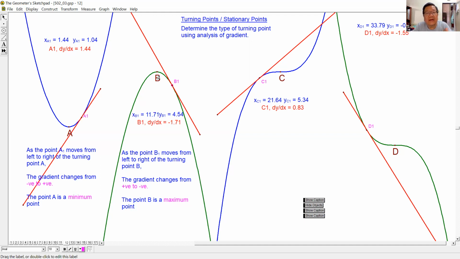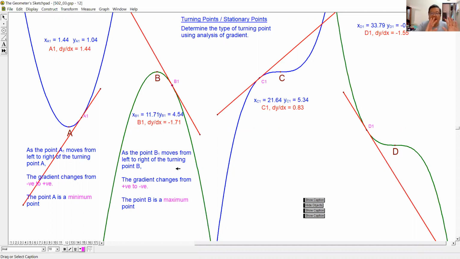So what type of turning point is this? This is a maximum point. So we say that as the point B1 moves from left to right, meaning from a smaller value of x to a bigger value of x, as the point B1 moves from the left to the right of the turning point B, the gradient changes from positive to negative. So the point B is a maximum point.